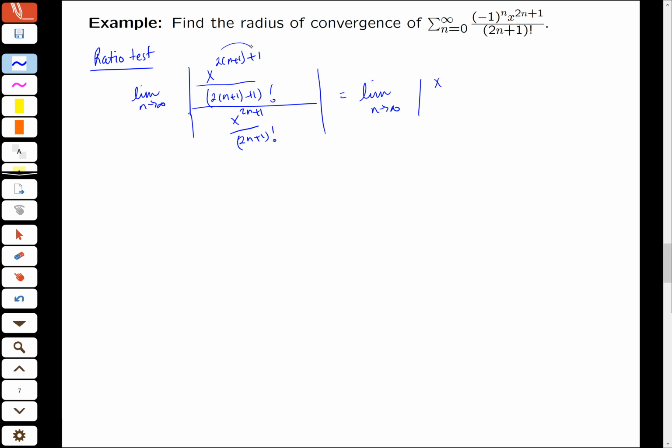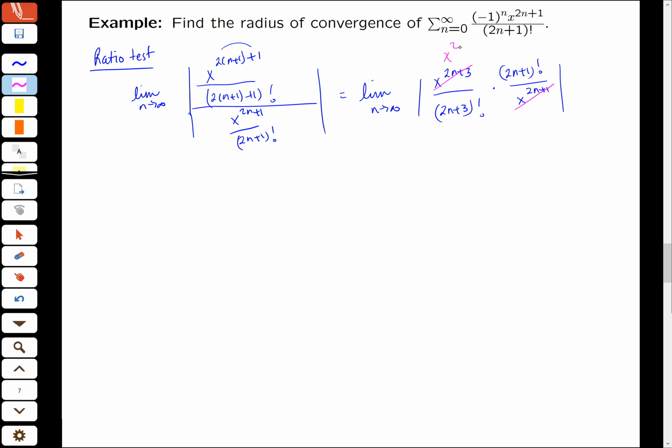Now let's look at our exponent of the numerator up here. What does that become? x to the 2n plus 3 over 2n plus 3 factorial times 2n plus 1 factorial over x to the 2n plus 1. Now let's start canceling. x to the 2n plus 1 and x to the 2n plus 3 leaves x to what power in our numerator? Second power, right? Subtract your exponents. 2n plus 3 minus 2n plus 1 gives you 2.